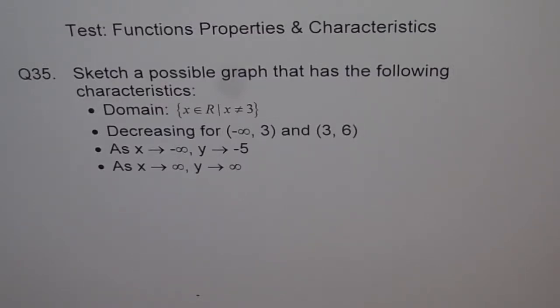Here is an interesting question on sketching a graph. Question 35. Sketch a possible graph that has the following characteristics. Domain: x belongs to real numbers not equal to 3. Decreasing for negative infinity to 3 and 3 to 6. As x approaches minus infinity, y approaches minus 5, and as x approaches plus infinity, y approaches infinity.